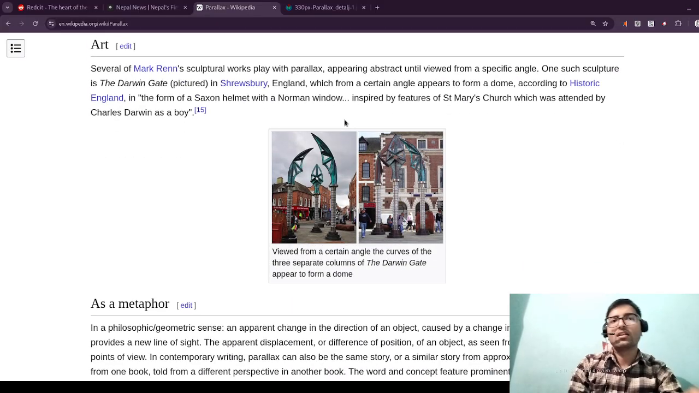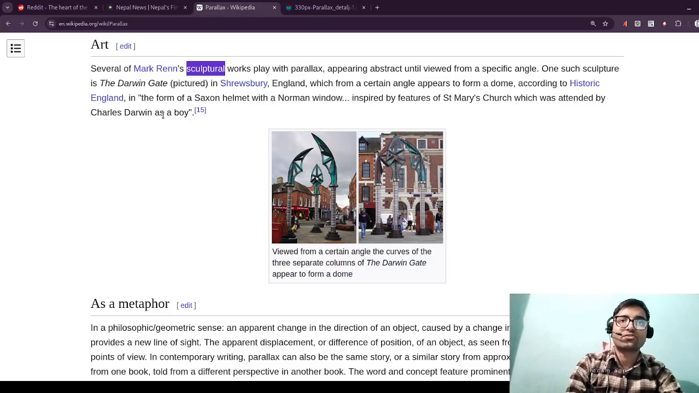Art. Several sculptural works play with parallax, pairing abstract forms with views from a specific angle. One such sculpture is the Darwin Gate, pictured in Shrewsbury, England, which from a certain angle appears to form a dome, according to Historic England, in the form of a Saxon helmet with a Norman window, inspired by features of St. Mary's Church, which was attended by Charles Darwin.